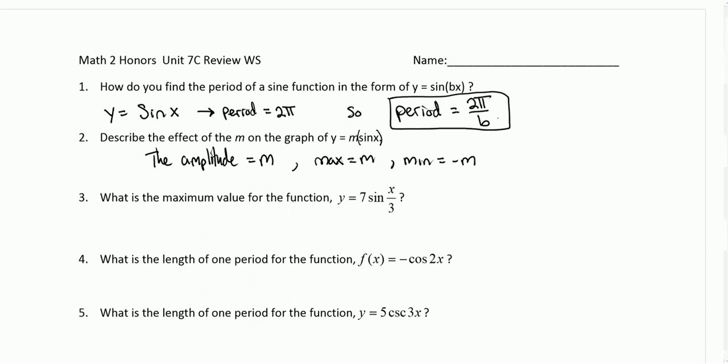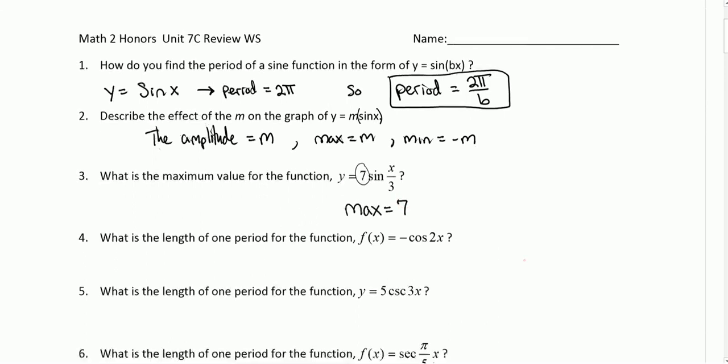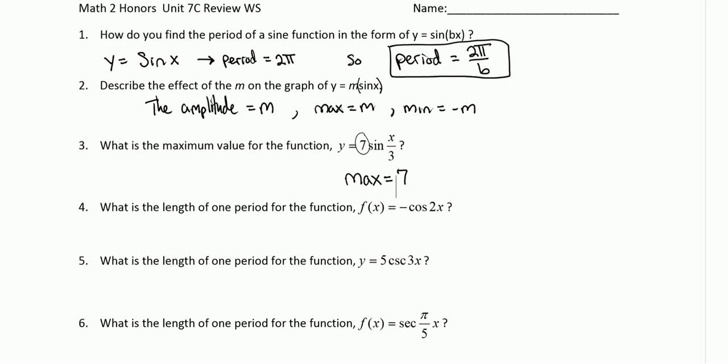So on number 3 it says, what's the maximum value for the function y equals 7 sine x over 3? That 7 is the maximum. That's our amplitude. Number 4, what is the length of one period of the function negative cosine 2x? Well, cosine x has a period of 2 pi. But then you divide it by the number 2 here, which is in front of the x, so that reduces to pi.